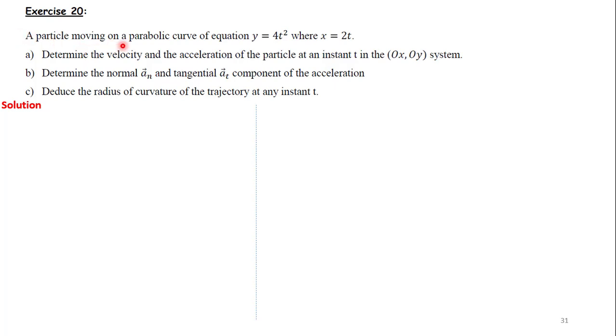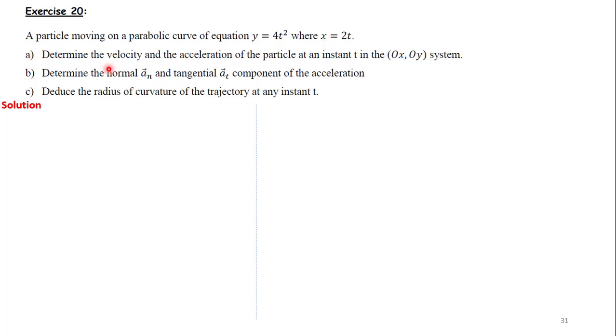A particle moving on a parabolic curve of equation y equals 4t squared where x equals 2t. So we have a particle moving along this curve. So we have parametric equations. We have x and y as a function of time t.